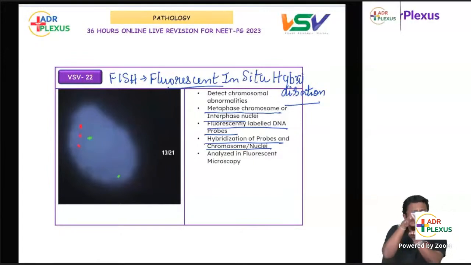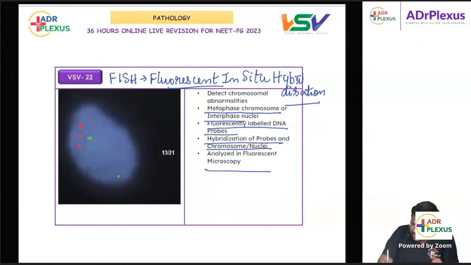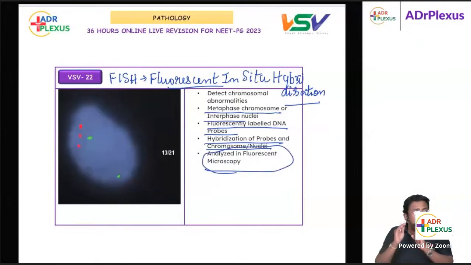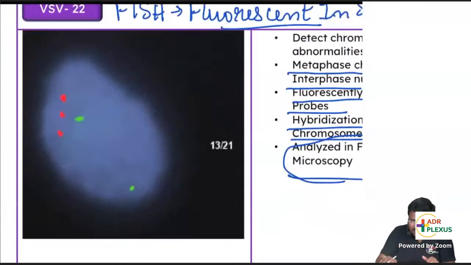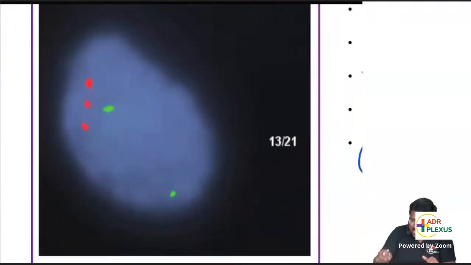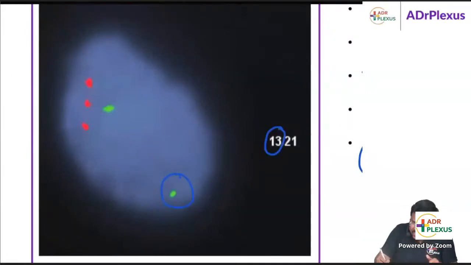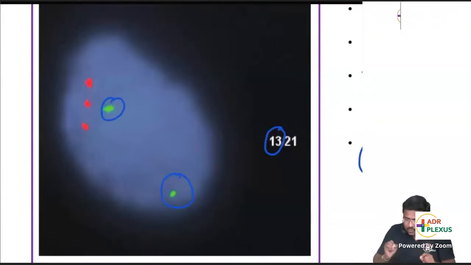So what will be the consequence of this? After some time, you will interpret it under a fluorescent microscope. Say, for example, here in this image, you are giving a green signal to the 13th chromosome, a fluorescent green dye. But to the 21st chromosome, you are giving a red signal.